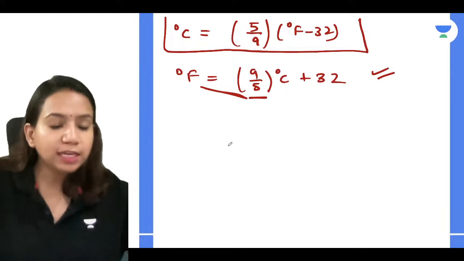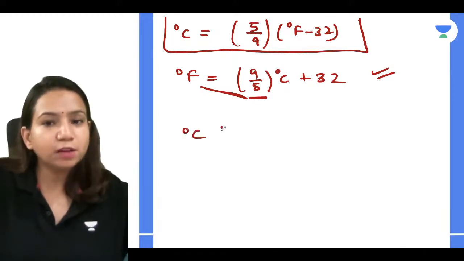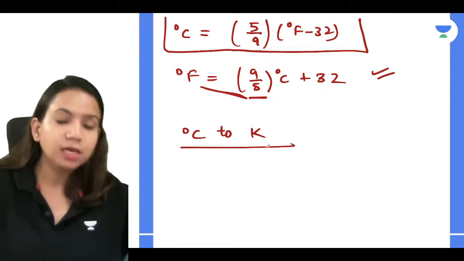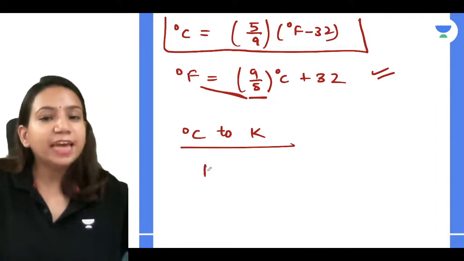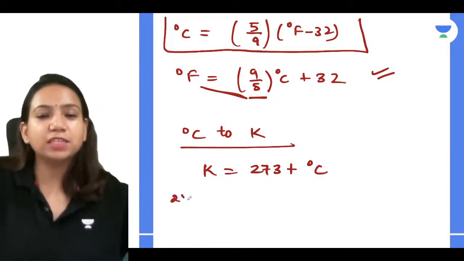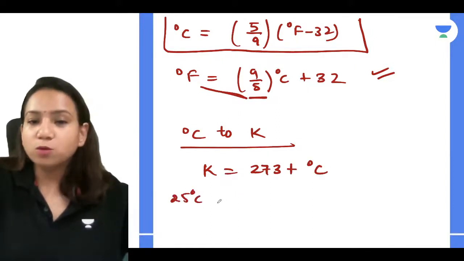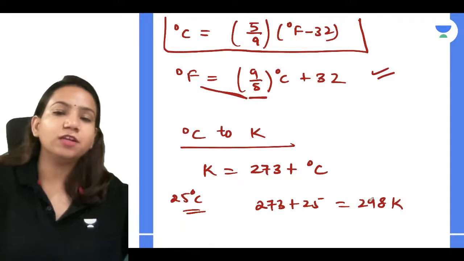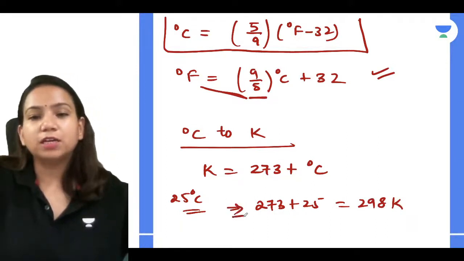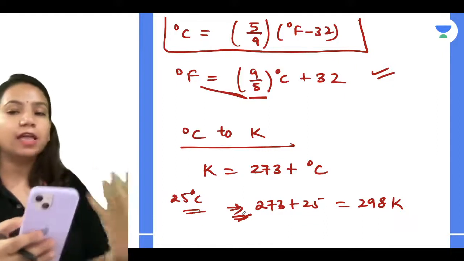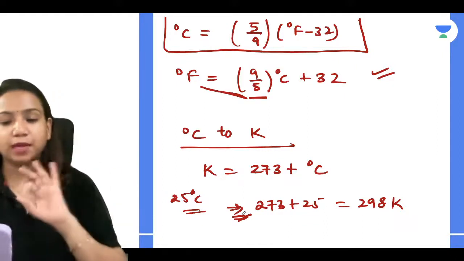Now if I talk about the next thing, how you convert degree Celsius to Kelvin, very simple. What Akshay said is absolutely correct. What you can do is that, yes, Kelvin is equal to 273 plus degrees Celsius. Like 25 degrees Celsius, if you have to convert, how much is it going to be? It is going to be 273 plus 25, which is going to be 298 Kelvin. So this is what we can relate. Very simple. Just add 273 and you will get your temperature in Kelvin. As simple as that.